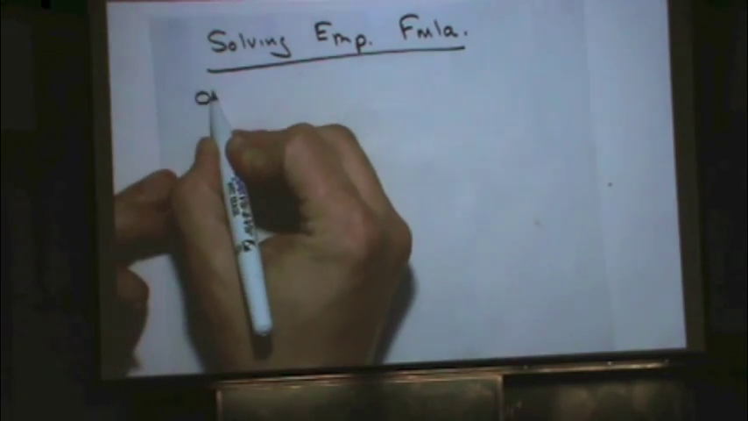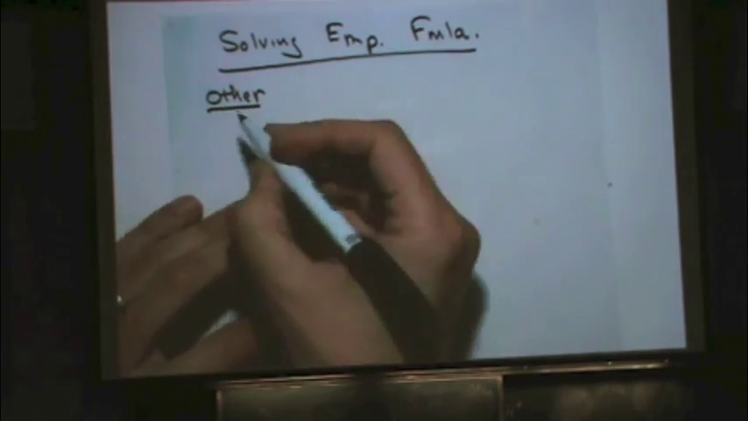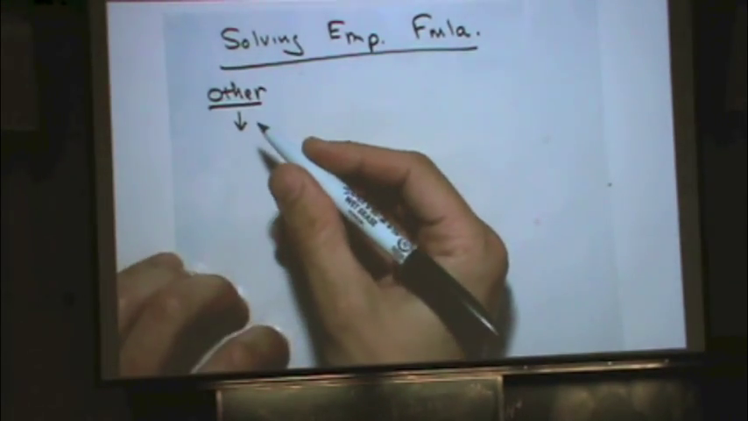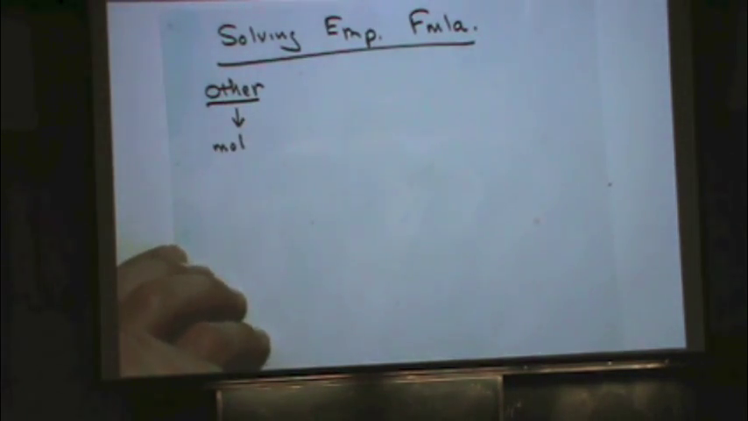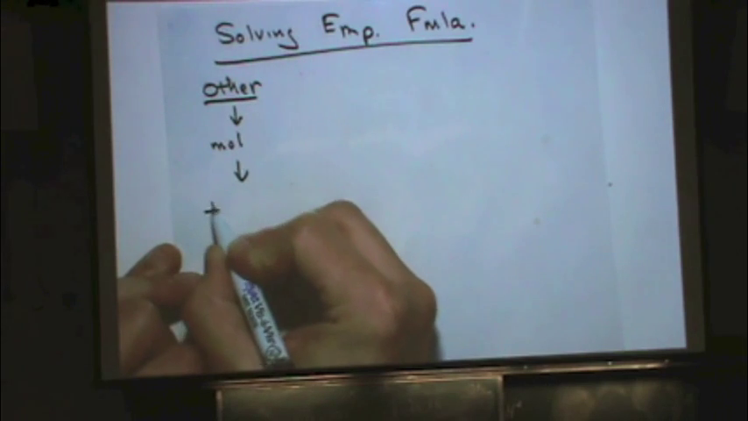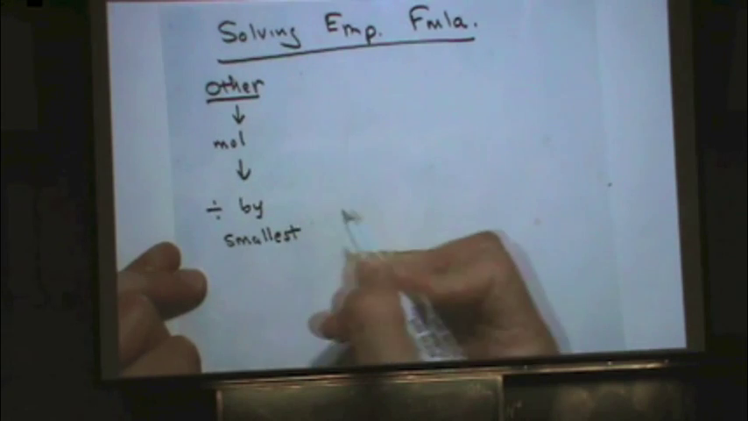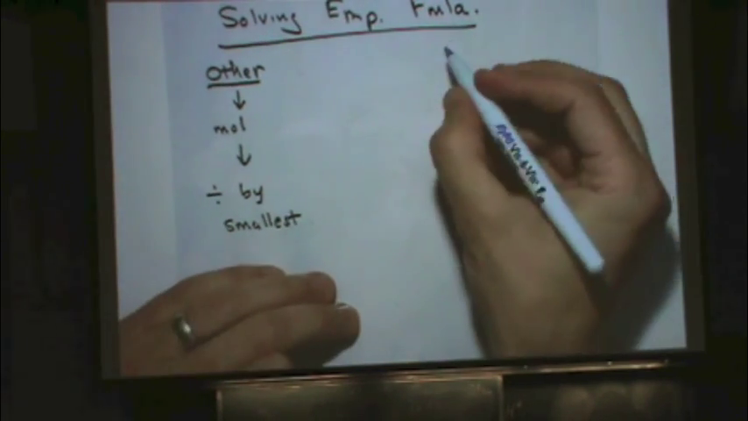Okay. The first type, and this in the reader is about page 16, 17, is what I call other, and it's what we've done already. In general, how do you solve for empirical formula? First, you find the moles of each element in the compound, and then you divide by the smallest. So that's what you did with Josh last time. Okay? Find the moles, and you divide by the smallest. Done. That's it.